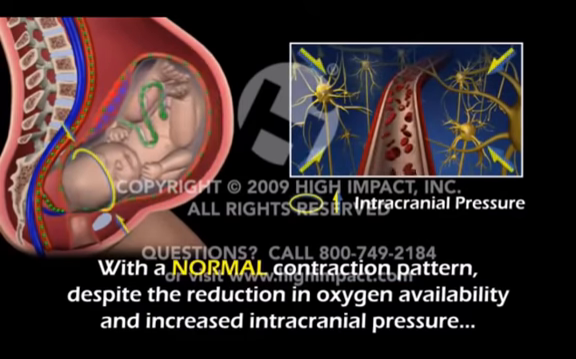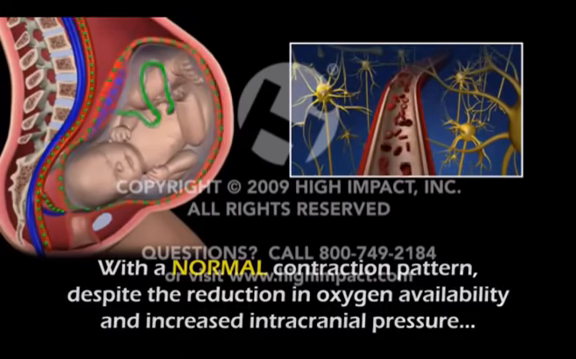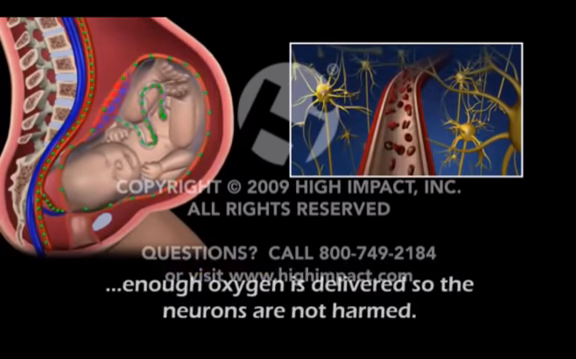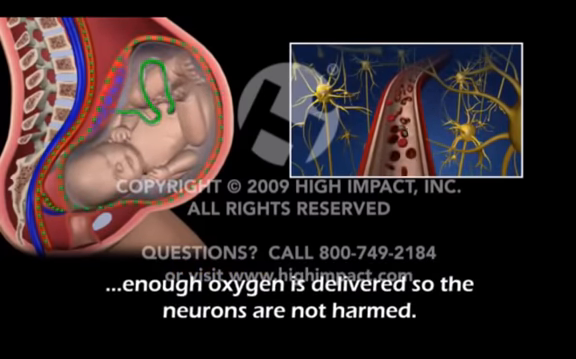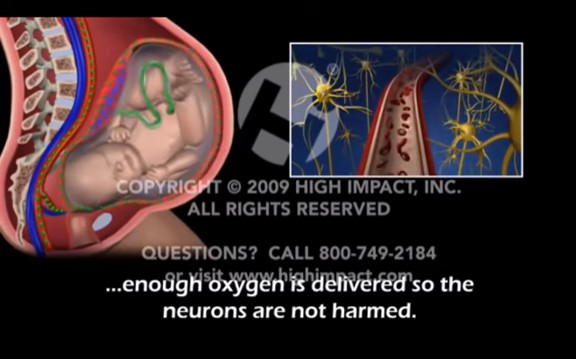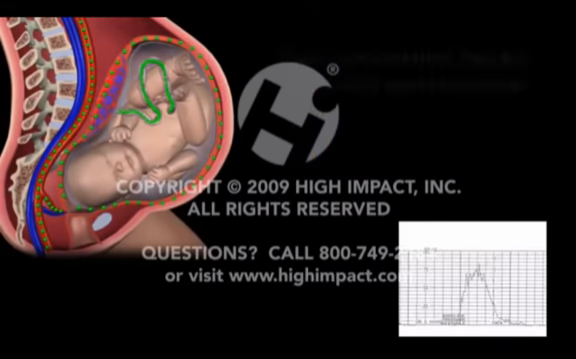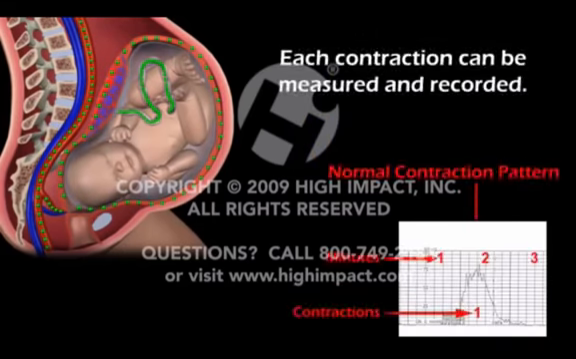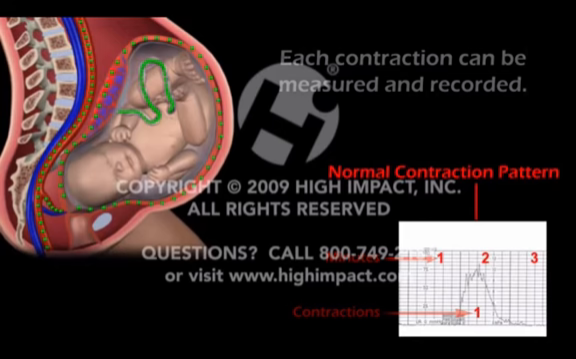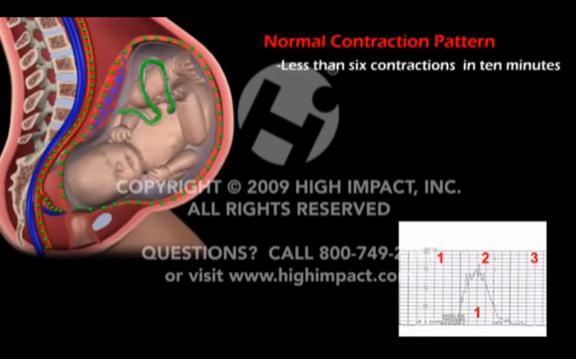If there's a normal contraction pattern and there's not an increase in contraction strength or duration that is abnormal, then the baby is able to get enough oxygen and there's no neurological damage. This is the way our bodies have been created in order to be able to maintain oxygenation during labor. So it's normal to have a contraction that's about 1 minute long, maybe 90 seconds long.